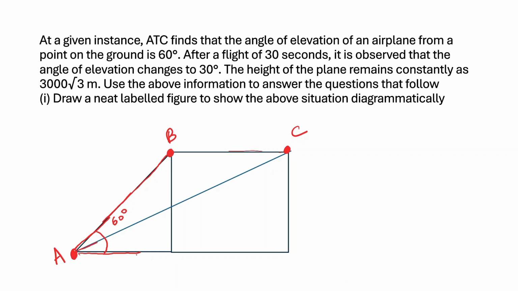Again, we should draw this angle of elevation. Here we can see it is 30 degrees, making an angle between the horizontal line and the line joining the observation point and the object. The height at which the flight is flying is 3000 root 3 meters. Actually this line is not needed. If you draw it, there is no problem.